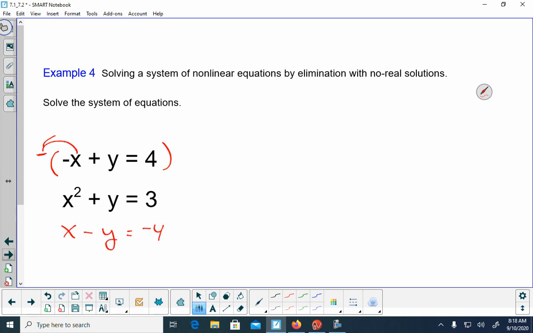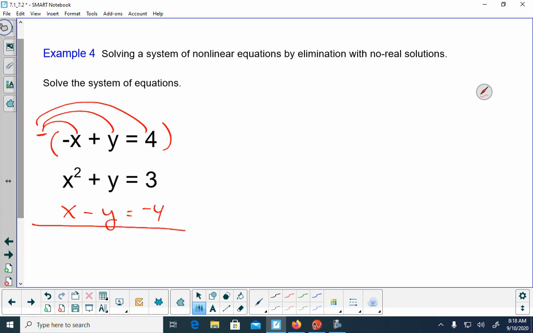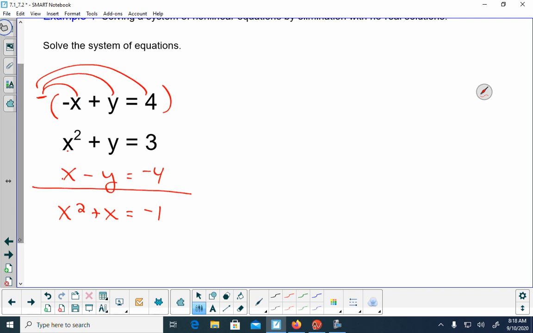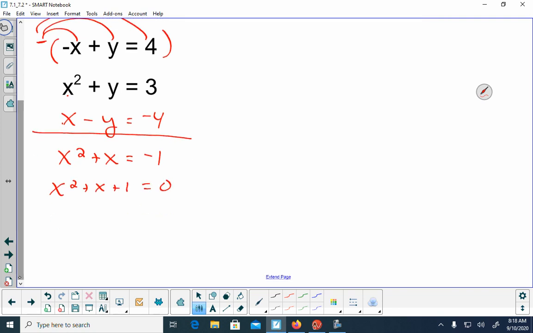Remember, you have to distribute that negative sign to everything inside that equation. When I do that, the y's will drop out, and I'll be left with x squared plus x is equal to negative 1. And remember, these two are not like terms, that's why I could not combine them. It's a quadratic, so I'm bringing the 1 over to the other side, so I'm going to have x squared plus x plus 1 is equal to 0. It does not factor, so I might want to use the quadratic formula.